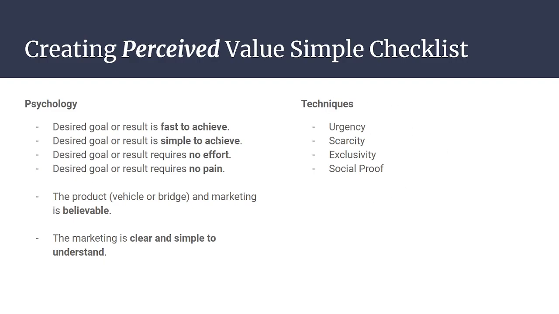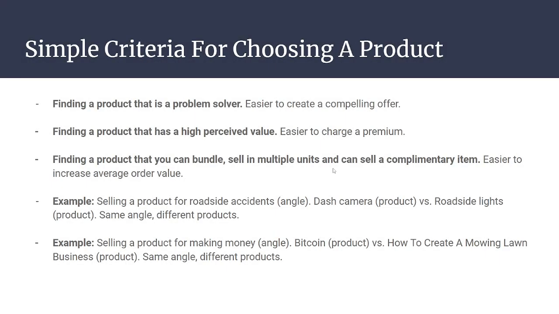There are also some tactics to create perceived value. But fundamentally, this is what you're trying to achieve with your marketing, and then you're slapping a product on the back end. So we would market for roadside accidents, and then we'll slap on the dash camera as the vehicle. Let's say, what happens when you get into a roadside accident? Well, insurance, you need to make sure you have insurance and stuff. That's probably what most people are going to be worried about, and not dying, right? So obviously roadside lights are going to be crappy for that. A dash camera could save you money on insurance and help you win the case.